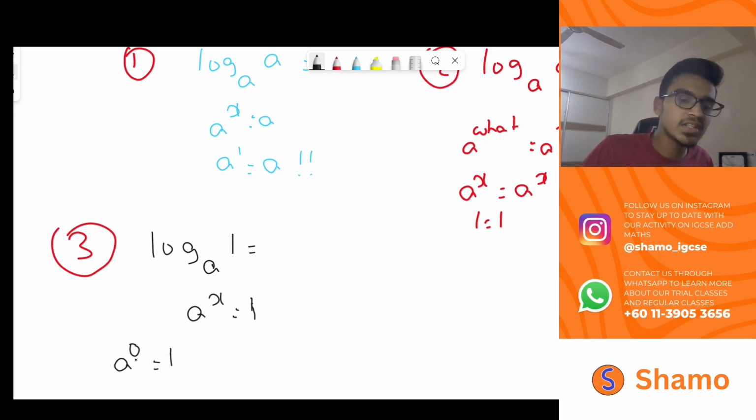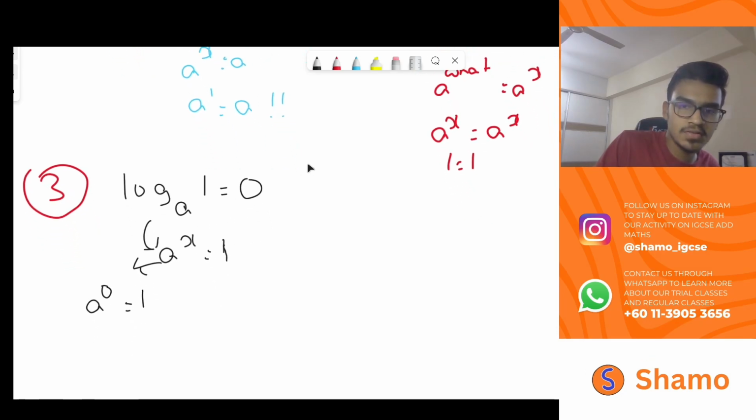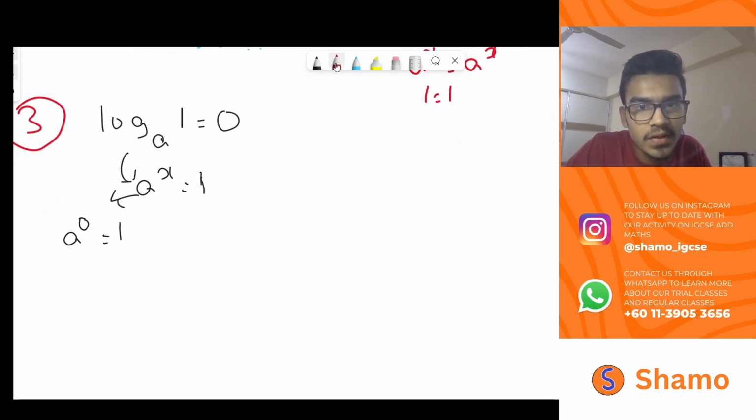But we know a power 0 gives us 1. So log base a of 1 is: a power what gives us 1? Just a power 0 gives us 1, right? So this is equal to 0. Again, simple stuff, no need to be too confused. And if you're confused, just rewind the video, you should understand.